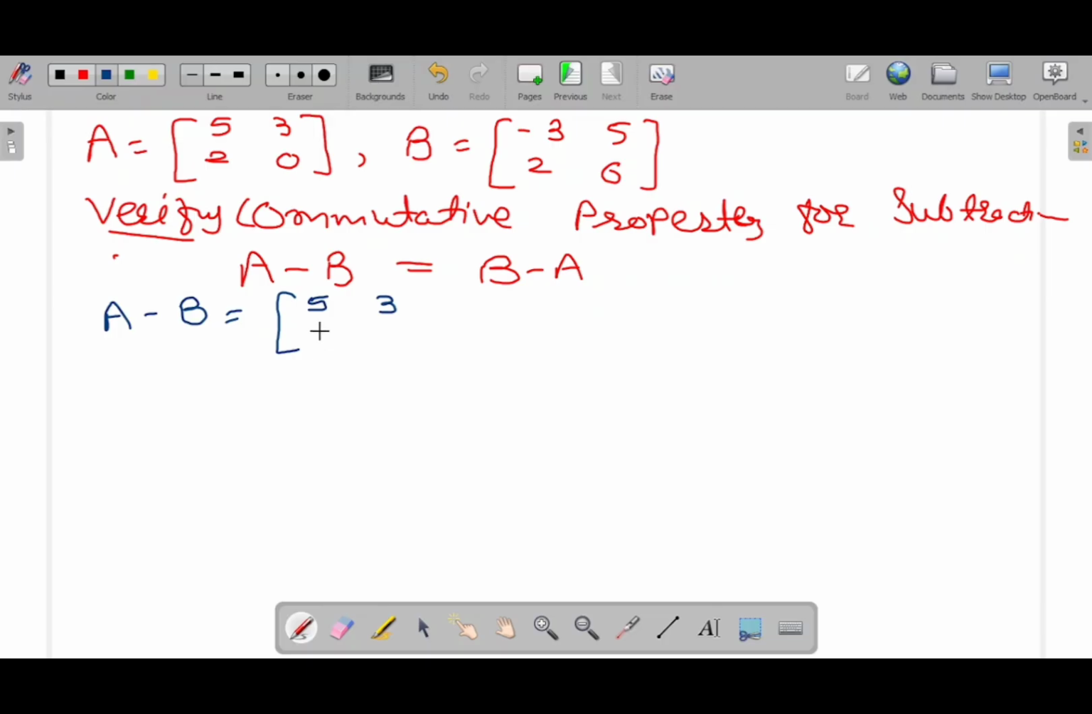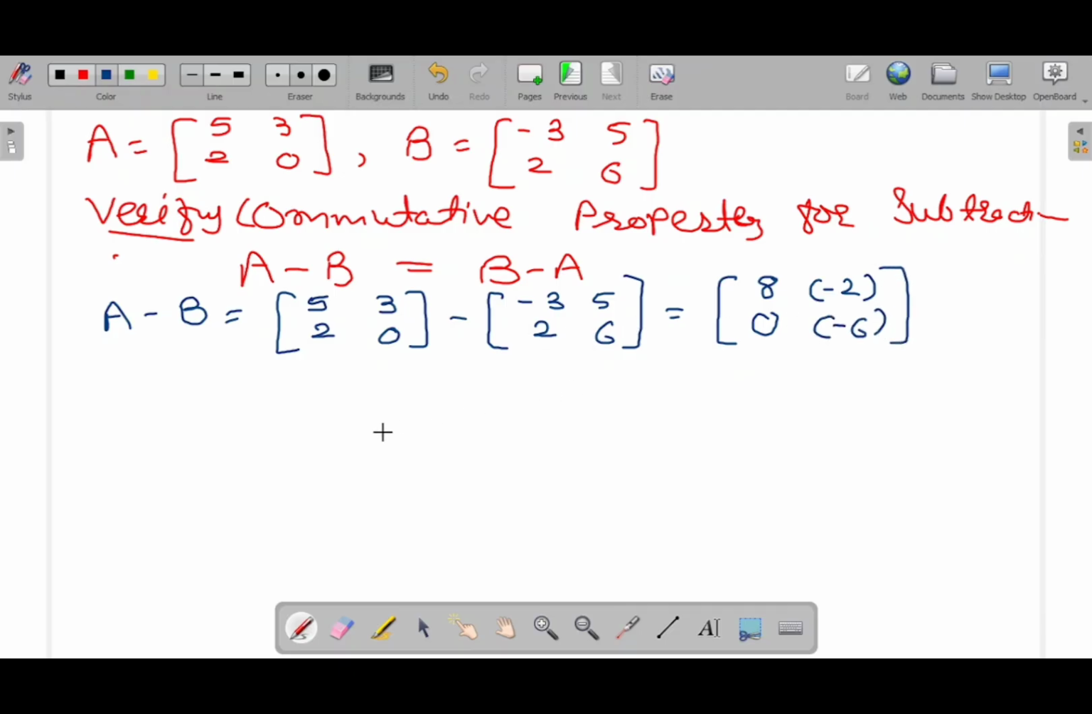5, 3, 2, 0 minus -3, 5, 2, 6. Now if I subtract, the corresponding numbers will be subtracted. So it will be 5 minus -3, which is actually 5 plus 3, so that is 8. 3 minus 5 will give me -2. 2 minus 2 will give me 0, and 0 minus 6 will give me -6. So this is my resultant matrix of A minus B, which is the left hand side of the equation. So I will call it result number 1.